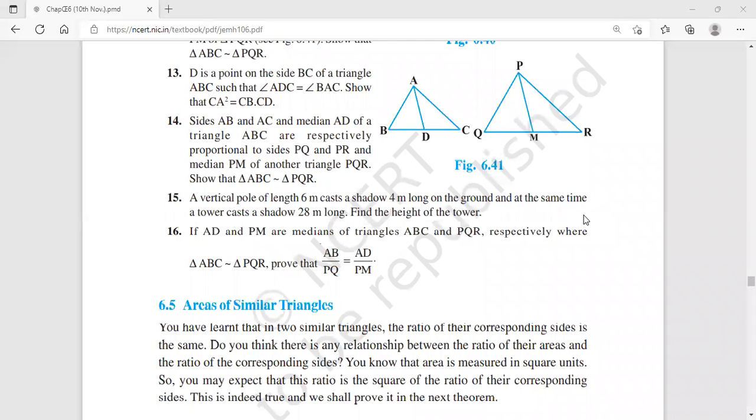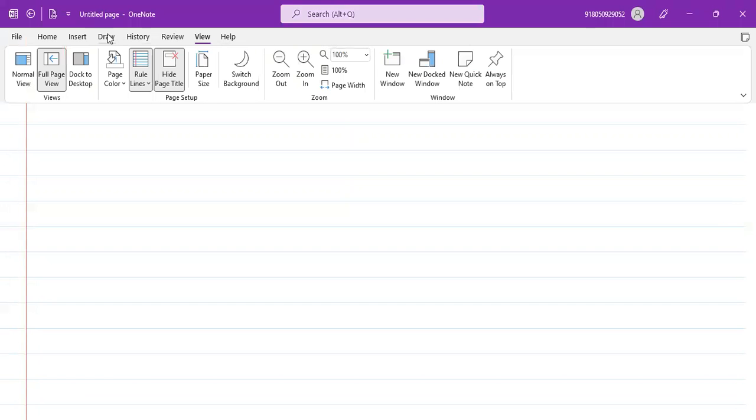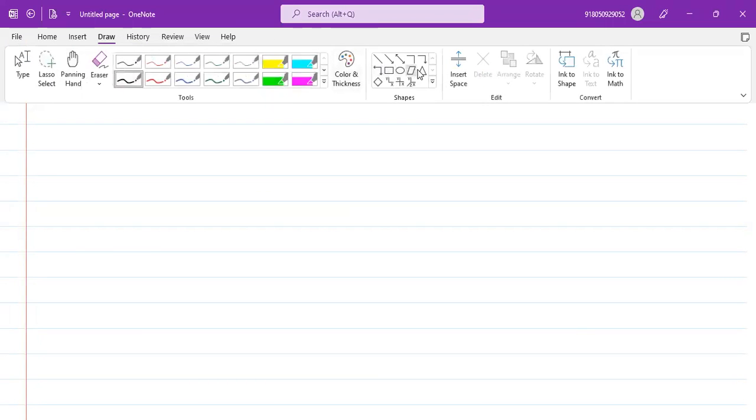So the last question: if AD and PM are medians of triangle ABC and PQR, such that triangle ABC is similar to triangle PQR, we have to prove that AB by PQ is equal to AD by PM. Okay. So let's prove it. So what they have given us is two triangles ABC and PQR, the same as the 12th one.